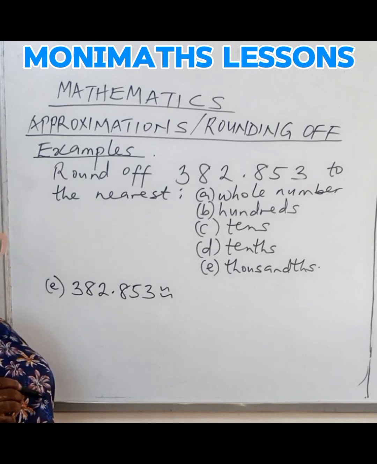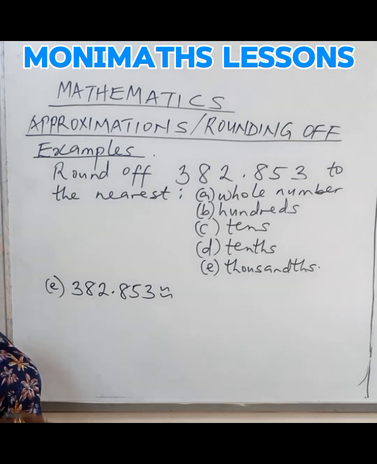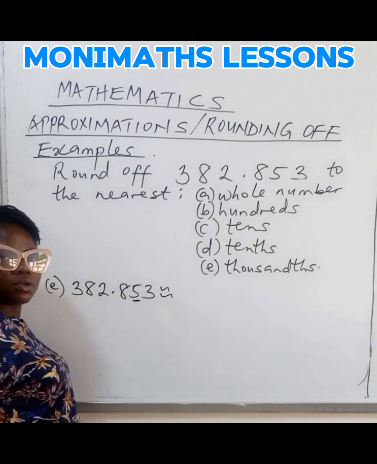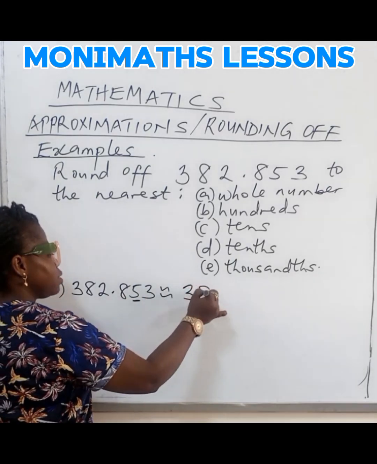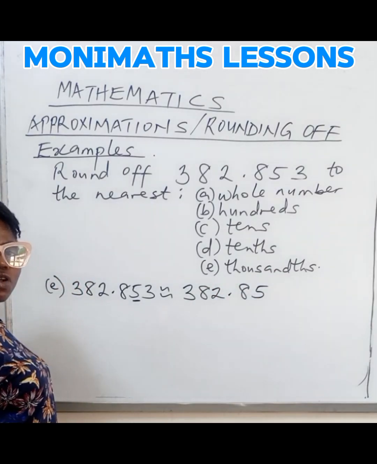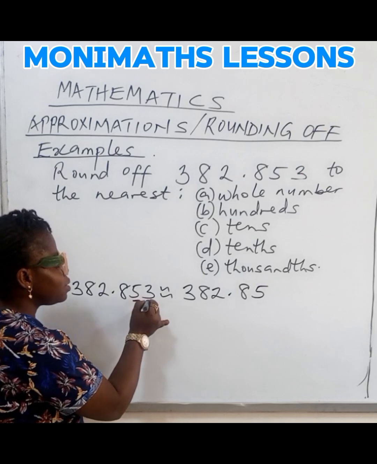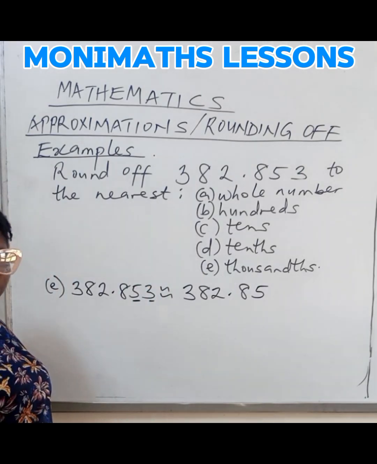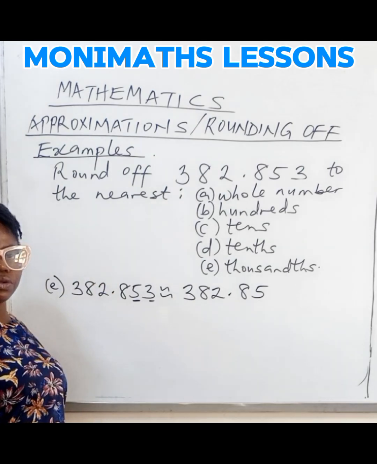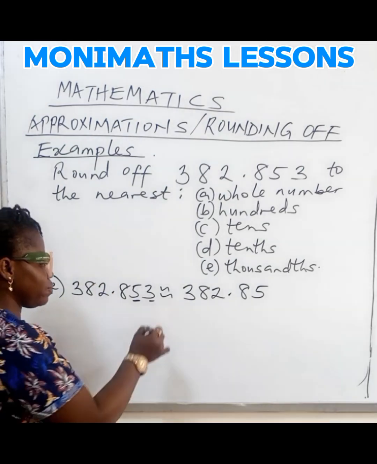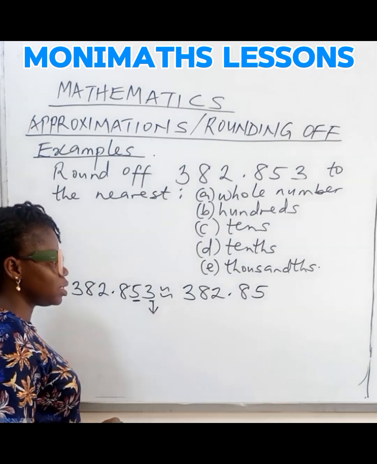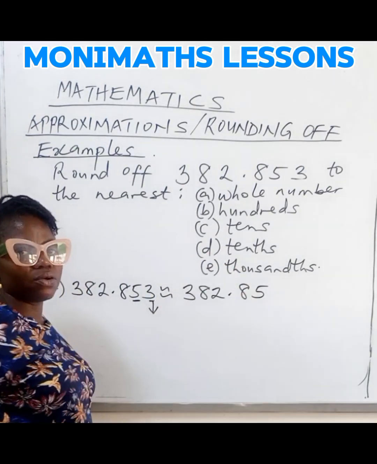Now 382.853 to the nearest thousandth. The digit in the thousandth place value is 3. So we write 382.85. We won't just stop at that. We will consider the digit immediately after the thousandth. If it is up to 5, it is rounded up upon the thousandths. But if it is less than 5, it is rounded down. 3 is less than 5, so it is rounded down.